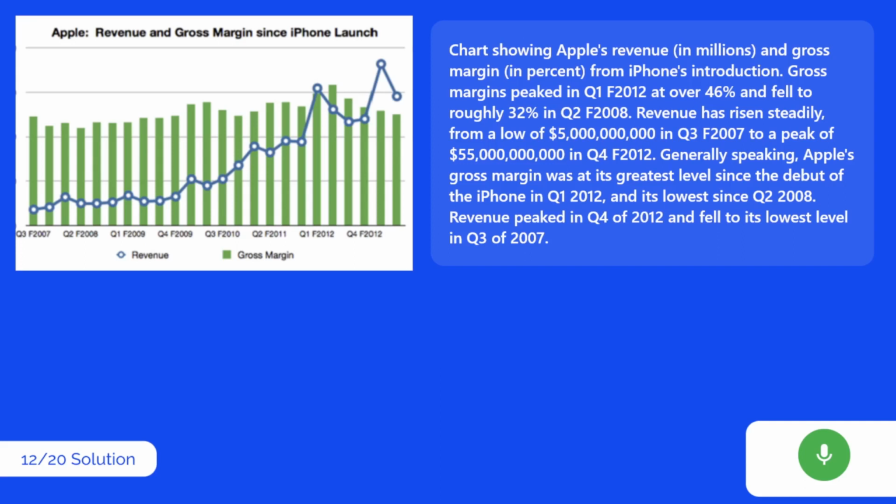Generally speaking, Apple's gross margin was at its greatest level since the debut of the iPhone in Q1 2012, and its lowest since Q2 2008. Revenue peaked in Q4 of 2012 and fell to its lowest level in Q3 of 2007.